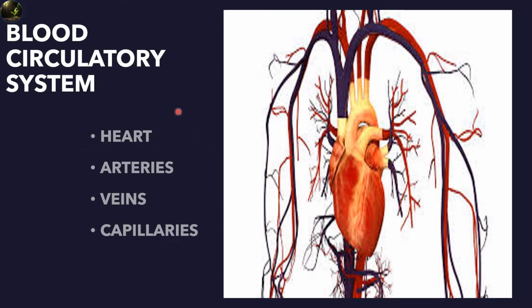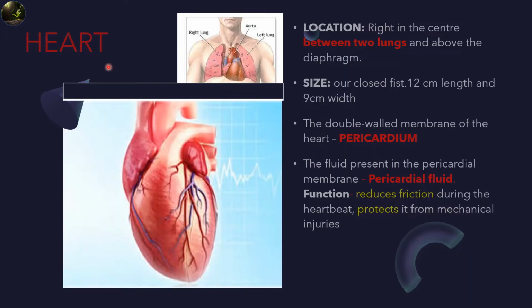You already learned that in 8th standard. That is heart, arteries, veins and capillaries. Here you can see the heart, arteries, veins and capillaries. These are the different organs helping for the circulation of blood. First we can discuss the heart.